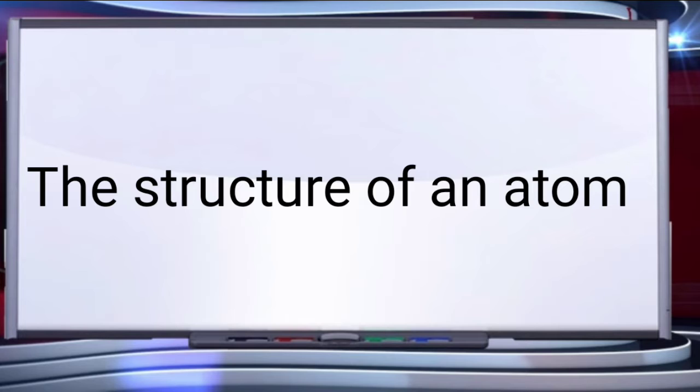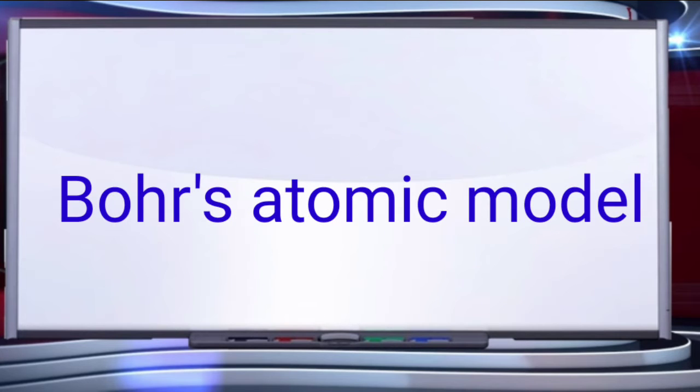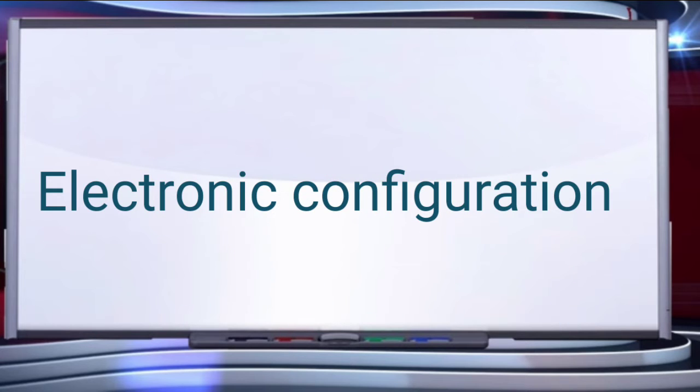As you all know children, in your chemistry class we are dealing with the chapter The Structure of an Atom, and in today's class we will be discussing the next atomic model, that is Niels Bohr's atomic model, as well as we are going to talk about electronic configuration. So let's start with it.